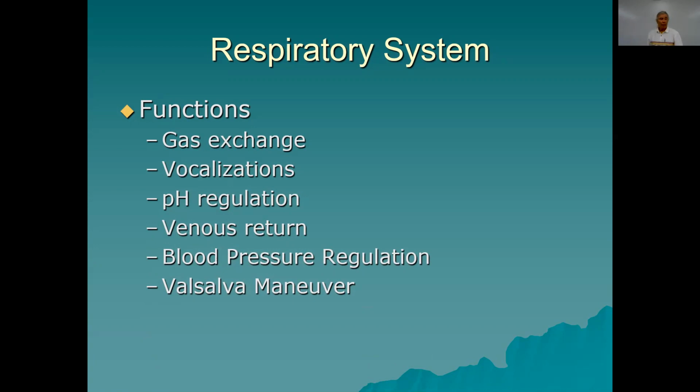Vocalizations. I'm using my respiratory system right now to talk to you. I'm blowing air over my vocal cords. And this is respiration. pH regulation.